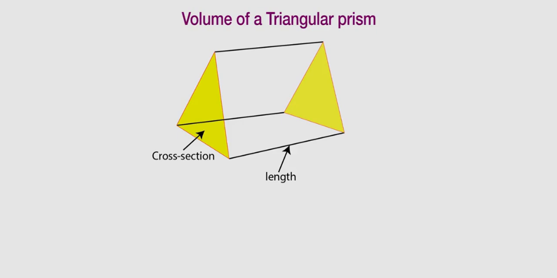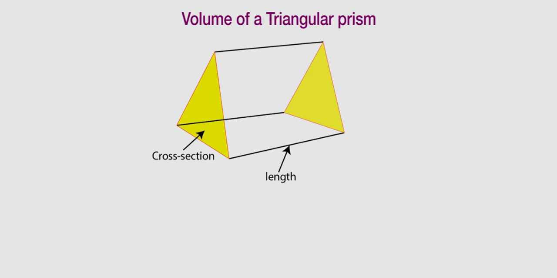Let's now look at the volume of a triangular prism. The cross-section of a triangular prism is made up of a triangle. During our year 1 lessons, we learned how to find the area of a triangle. I hope you can remember. This time around, we are focusing on the volume of the triangular prism. To find the volume of the triangular prism, we multiply the area of the triangle by the length of the prism.